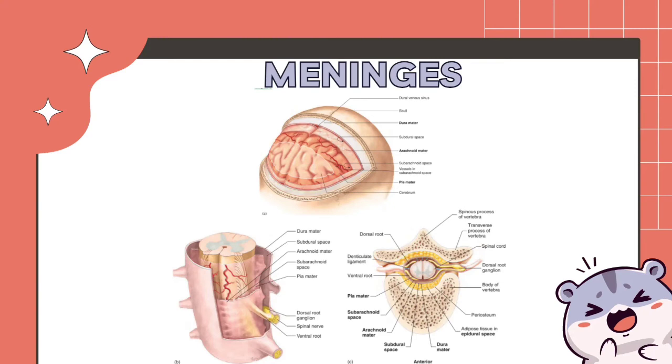Here you can see an anterior superior view of the head to show the meninges, the meningeal membranes surrounding the spinal cord, and the cross-section of the vertebra and the spinal cord.